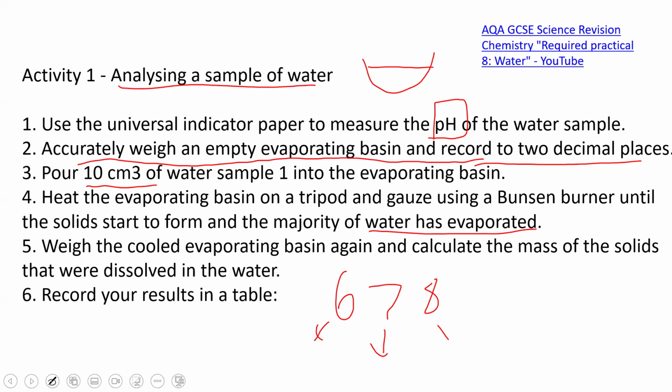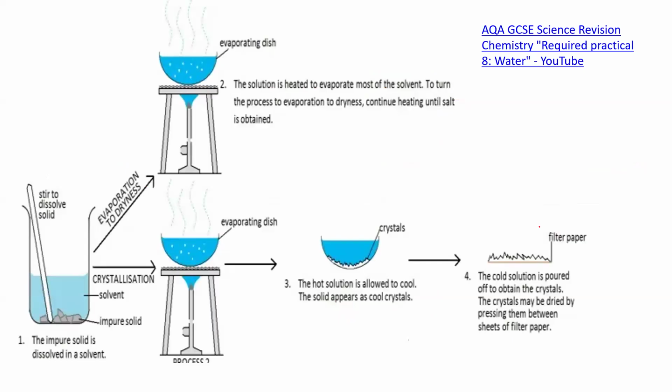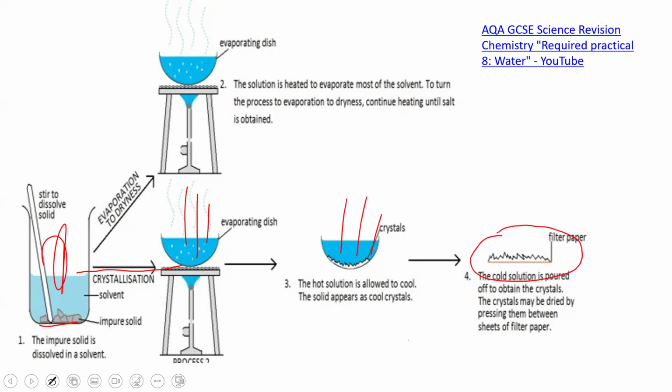And often what they'll do is they will ask you to then calculate the percentage solid matter. So this is how it works. On the left-hand side, you've got a beaker with some impure solid at the bottom. The best way of doing it is to heat it up to get rid of all the water. Keep on heating it to get rid of more of the water. Eventually you'll get some crystals or solid matter at the end, and you can then work out the percentage mass of solid.